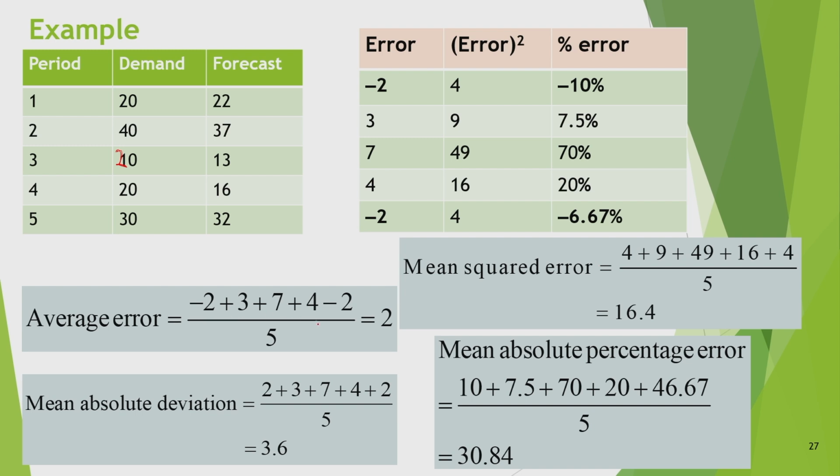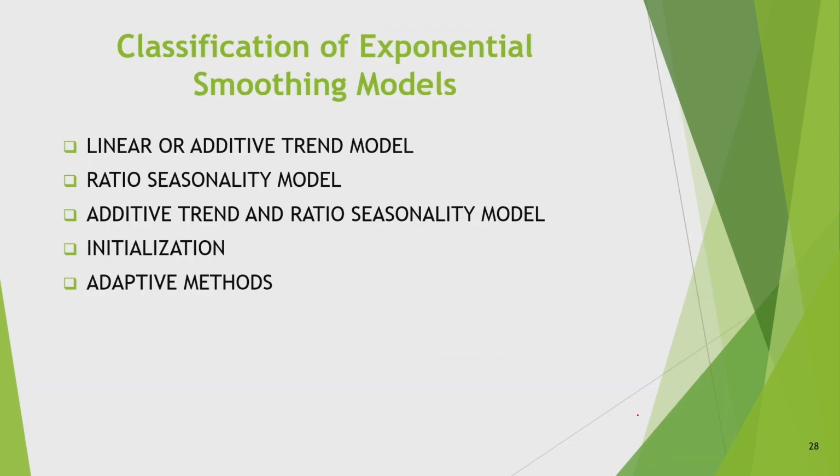Now, average error will be simply summing this together, minus 2 plus 3 plus 7 plus 4 minus 2, divided by 5, which is equal to 2. Mean absolute deviation will be simply add the absolute values divided by 5 data. Mean squared error, that means square the errors, divide by 5, you get 16.4. Mean absolute percentage error, that means percentage errors in the absolute way have been added, divided by 5. So, this is how it goes, and we can classify exponential smoothing models in other ways also.